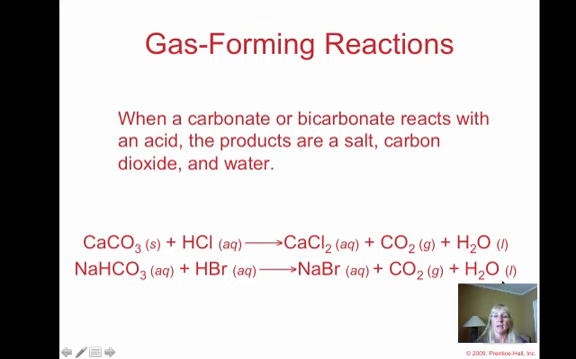Now notice that here they show liquid and gas, and that's how they would be written if you were writing a net ionic equation. These two guys, sodium and bromide, however, this is a general molecular type equation. In reality, these two ions are not attached to each other because they're highly soluble in water.